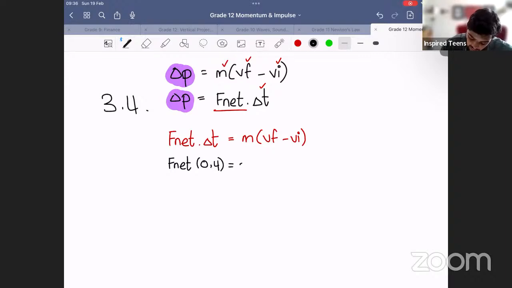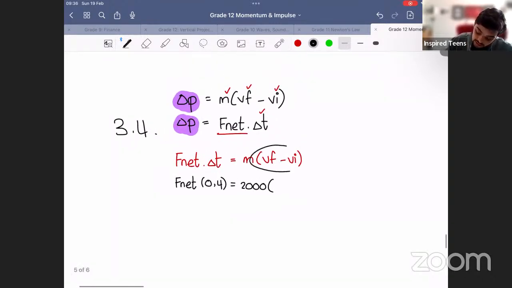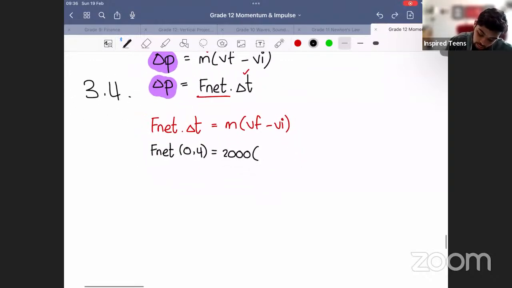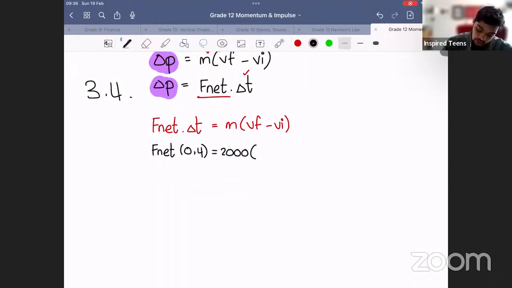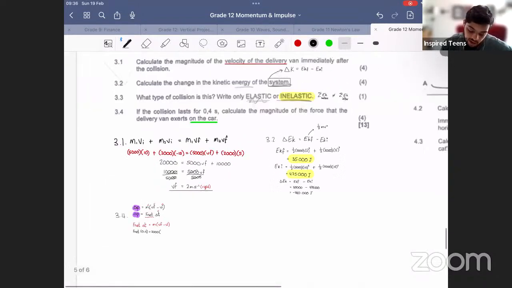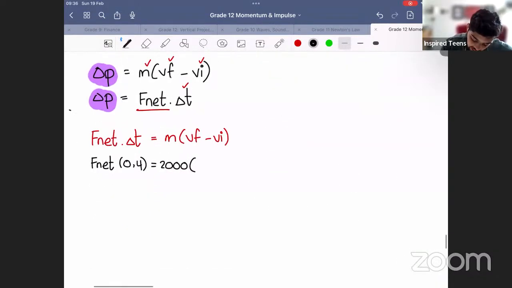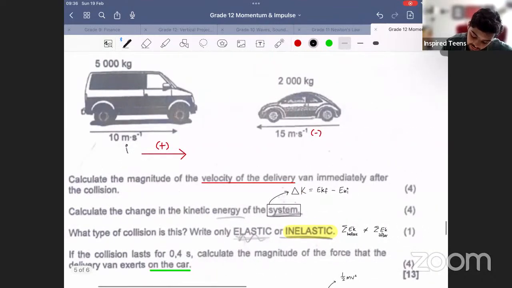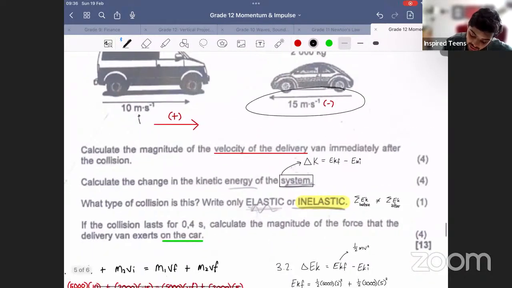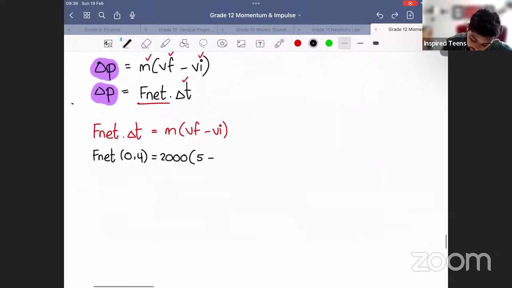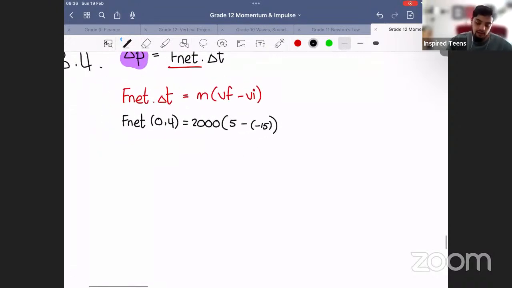Okay. The mass of the car is 2,000 kilograms. Its final velocity, okay, this is impulse, so we need to consider direction, because direction is important. It's a vector quantity. So final velocity is 5 meters per second to the right. So it is actually a positive velocity. However, its initial velocity is 15 meters per second to the left. It's actually a negative velocity. So minus 15. Okay, you can put this entire thing in your calculator.